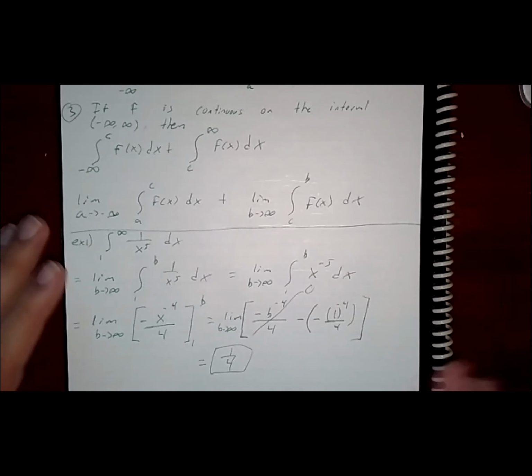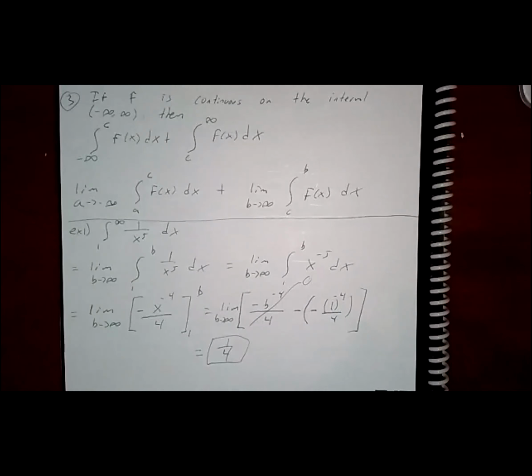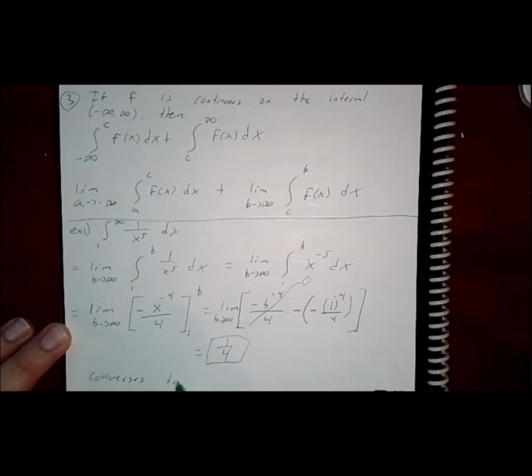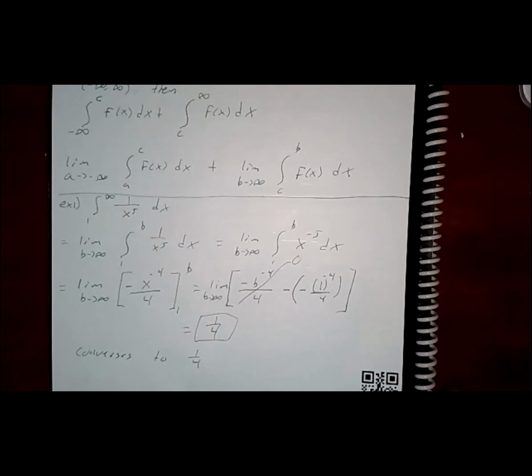So in the questions in the homework, they're going to ask you, okay, does it converge or diverge? So if you find a finite number, it converges to 1/4. If you get infinity for the limit, then you would say the integral diverges. Are there any questions on any of these steps?